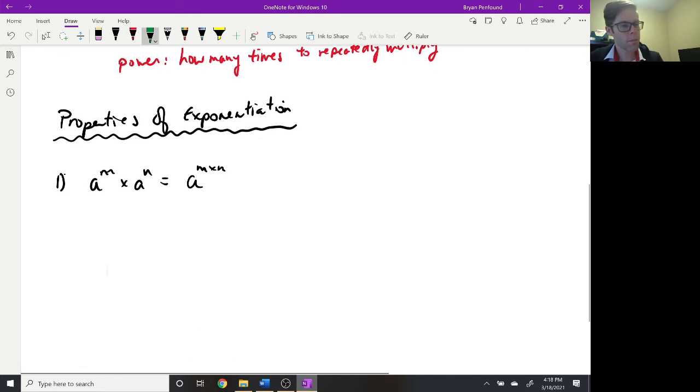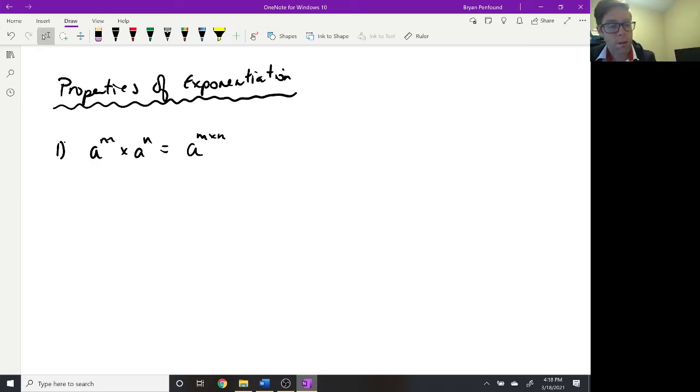So in green, I'm going to come through and give a numerical example of how this might work. So let's say we had 7 squared times 7 cubed. Now, the property says I should be able to write this as 7 to the power of 2 times 3. Now, why is that the case? Well, if we look at this first one, 7 squared means multiply 7 by itself 2 times. Okay, and then this second one, 7 cubed, says multiply 7 by itself 3 times.